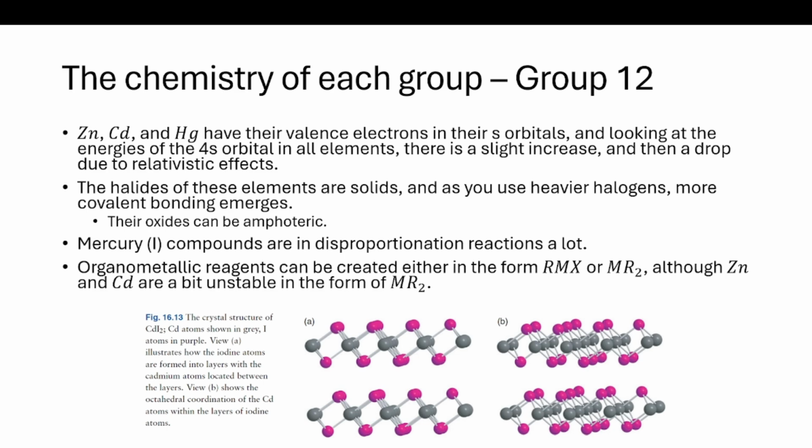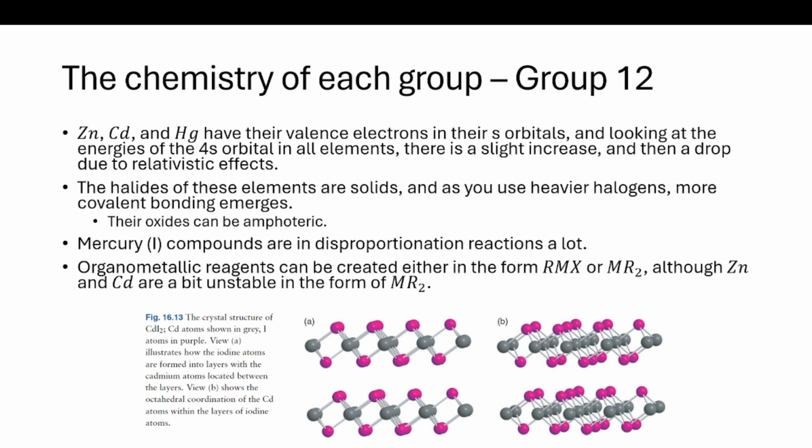Going on to group 12, which is going to include zinc, cadmium, and mercury. They all are going to have their valence electrons in their s orbital. And in fact, looking at the energies of the 4s orbital in all elements, there's going to be a slight increase and then a drop. And that's primarily because of relativistic effects.